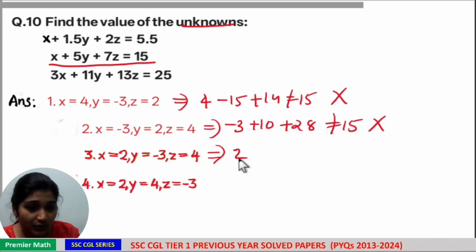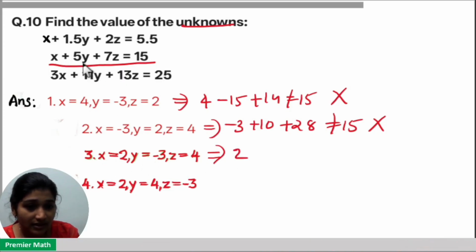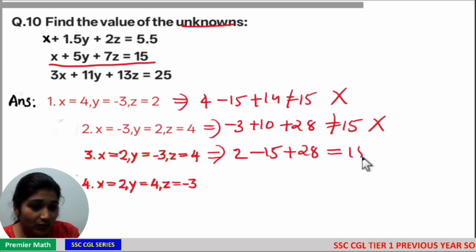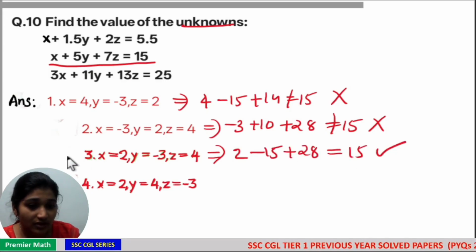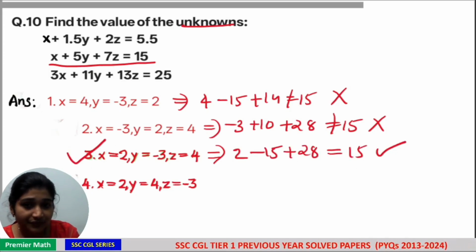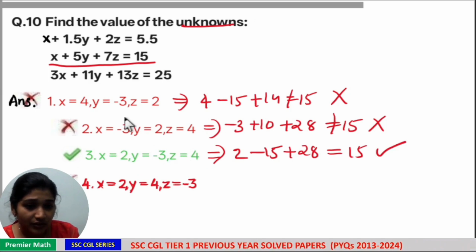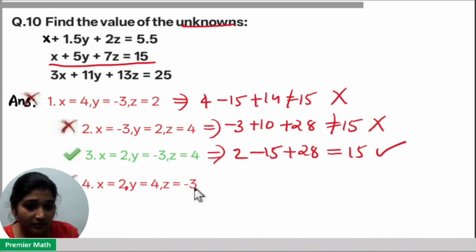So just put the values of option 3 in equation 2. x is equal to 2 here and y is equal to minus 3. So minus 3 into 5 is equal to minus 15, and here z is 4. 4 into 7 is 28. So this is equal to 15. So this is your answer. Option 3 is your answer. So in this way, you can find the answer.